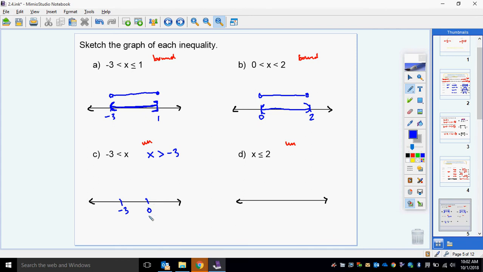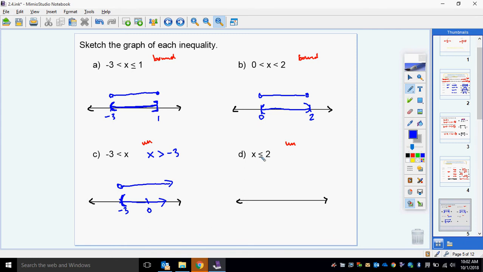You could plot 0 on here if you'd like, just for a point of reference. But this is saying that my solutions, my numbers, x, anything I plug in for x has got to be a number that's greater than -3. So I'm going to represent all of those numbers with an arrow to the right, because all of these numbers over here are bigger than -3. Now I just need to make sure I have an open or closed circle based on which type of symbol I have. If it's not an or equal to, it gets an open circle. That's the same thing as putting a parenthesis here and drawing an arrow showing it goes on to infinity.